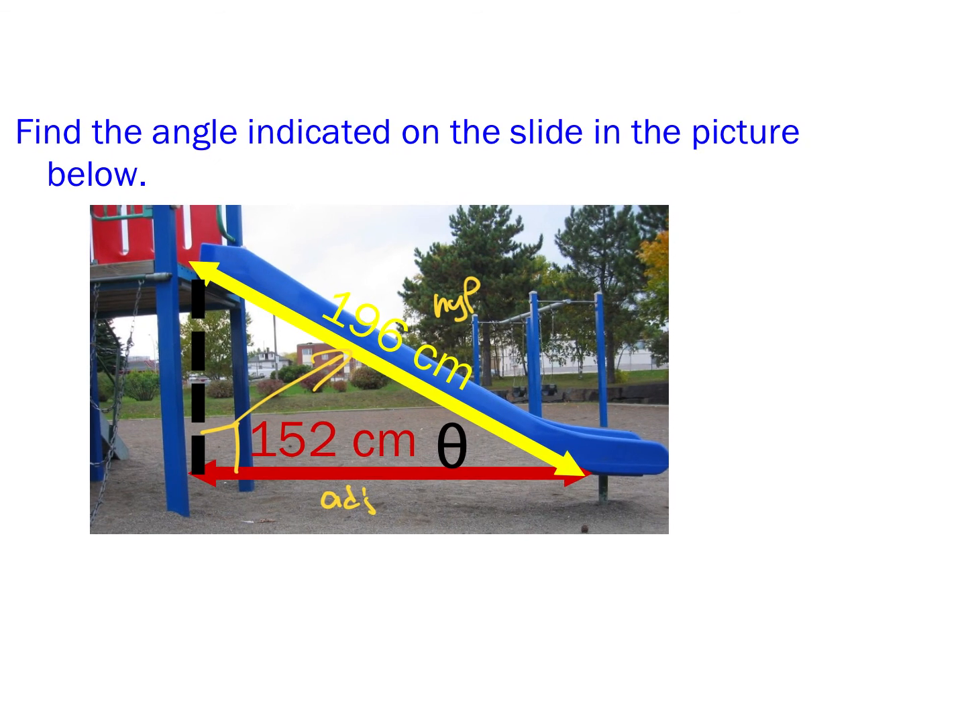Now that should sound a little bit familiar, because the last question we did also had the adjacent and the hypotenuse. And in that question, we used cosine. So guess what? It's cosine again for us here. The cosine of theta is equal to the adjacent over the hypotenuse. So the adjacent is 152. The hypotenuse is 196. So we're just going to do a wee bit of dividing here.